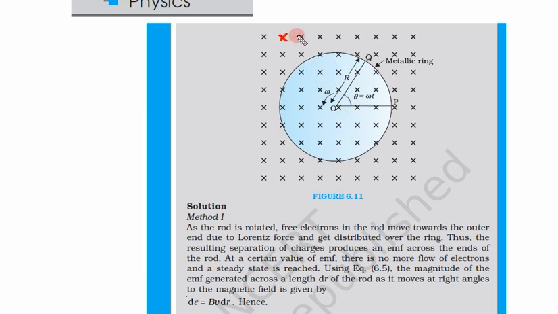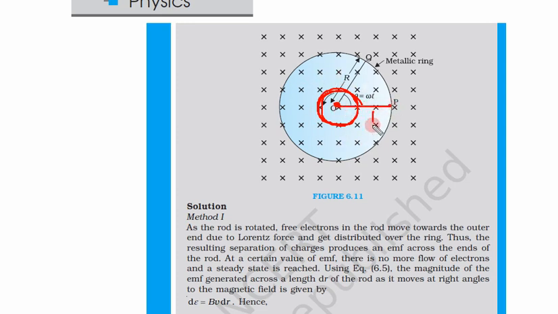Now we have a uniform magnetic field, directed into the plane of this paper, and this rod is rotating. One end is fixed here, and the other end is at the circumference of this metallic ring. So it is moving from here to here, and 50 revolutions means 50 full circles in 1 second. That is the frequency of this metallic arm.